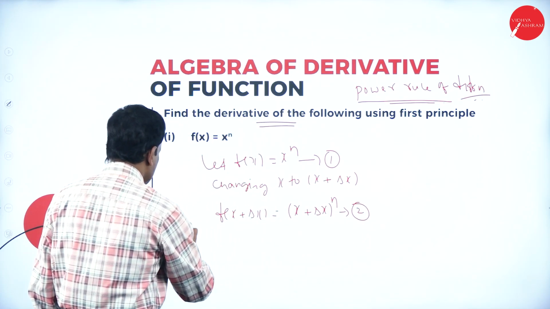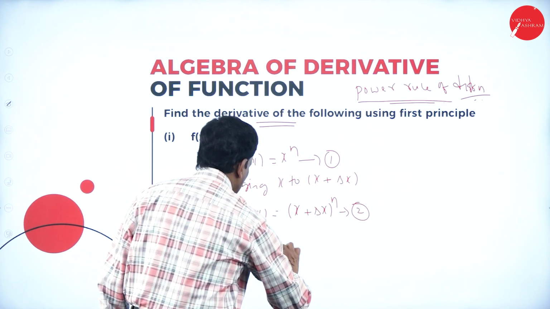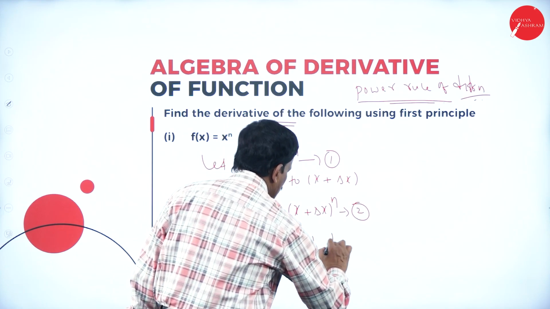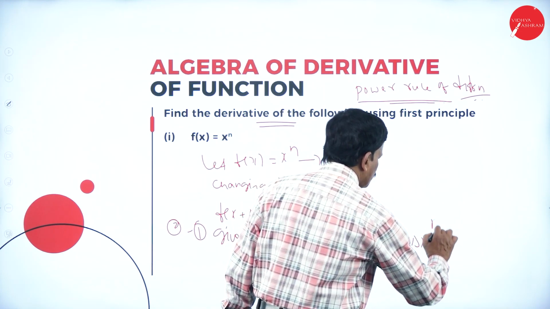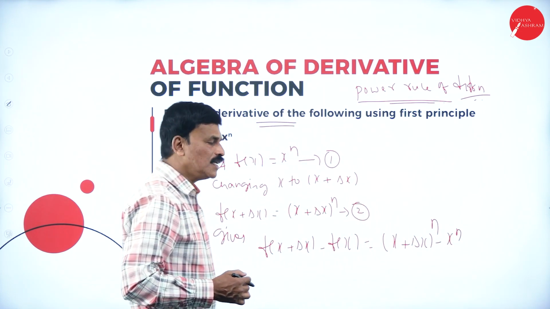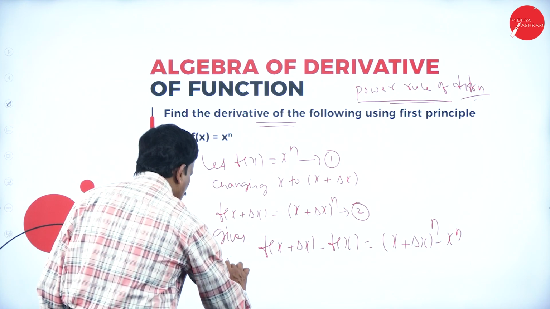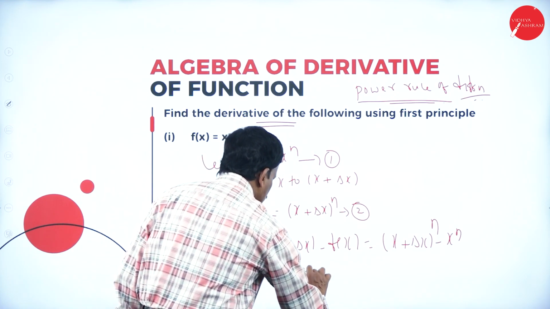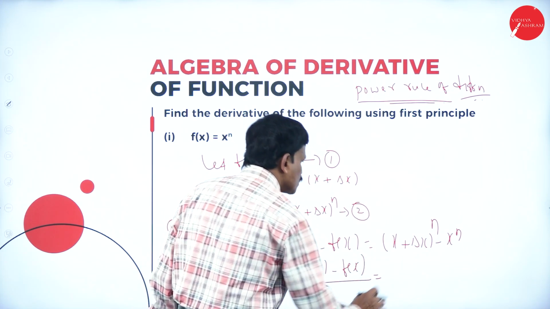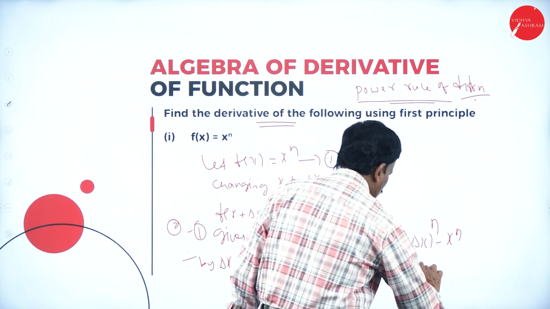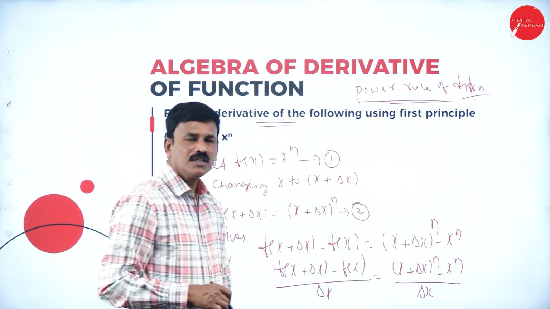Now, equation number 2 minus 1 gives, on the left hand side, f of x plus delta x minus f of x is equal to x plus delta x to the power of n minus x to the power of n. Now, divide by delta x on both sides. We get f of x plus delta x minus f of x divided by delta x is equal to x plus delta x to the power of n minus x raised to n divided by delta x. Now, this is the first step.